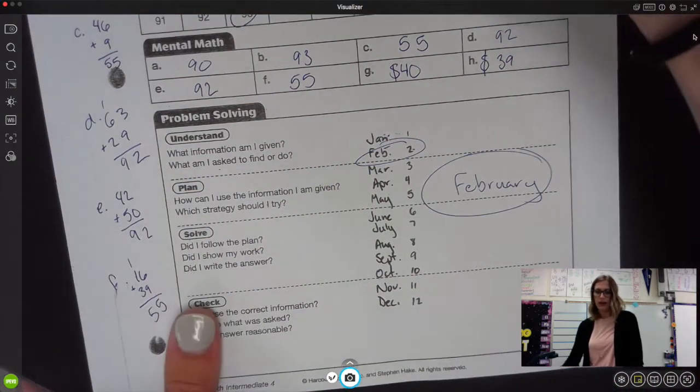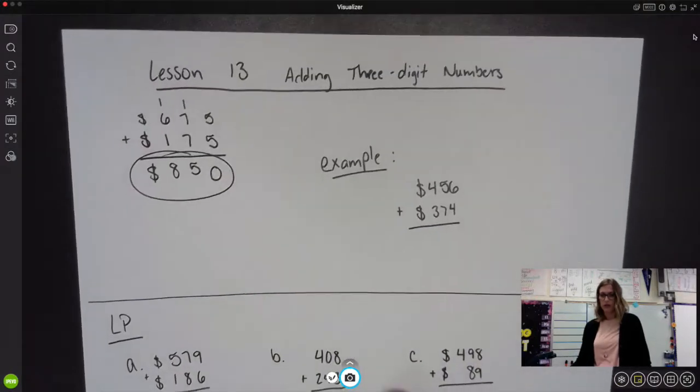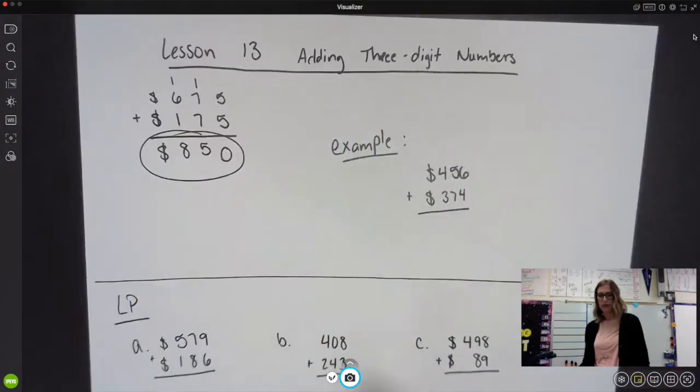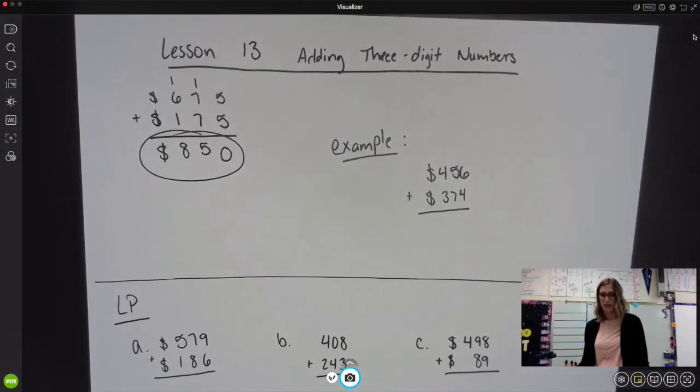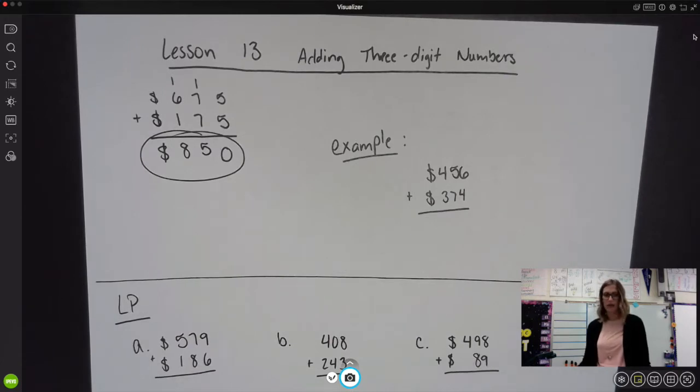Excellent. Go ahead and flip that over. Let's get going on lesson 13, adding 3-digit numbers. Make sure you keep your book out, and we'll get going on our new concept.